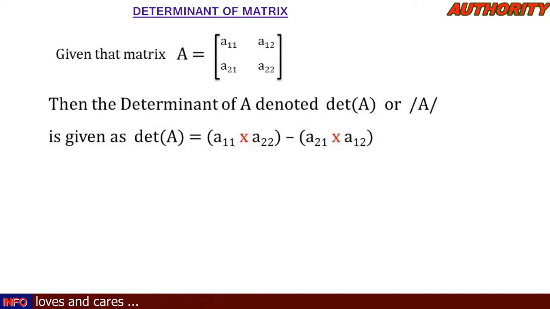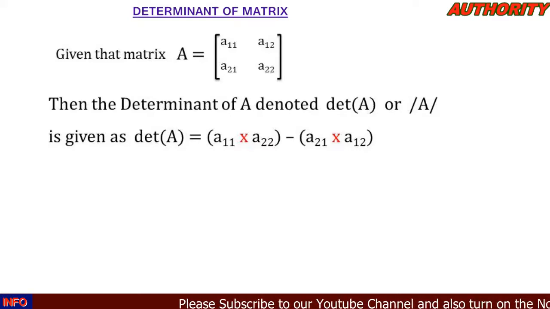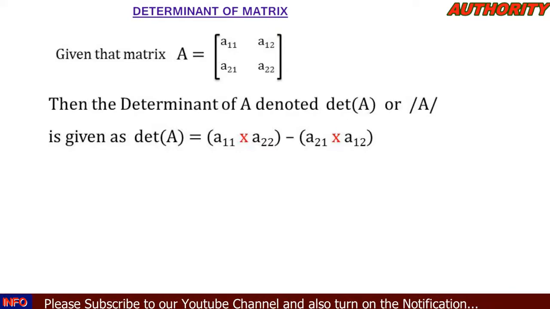Now we have the main diagonal and the other diagonal, right? So the elements in the main diagonal should be multiplied together minus the elements in the other diagonal. That is to say, A11 multiplied by A22 minus A21 multiplied by A12. A11 multiplied by A22 is the main diagonal, minus A21 multiplied by A12, that is the other diagonal. Okay? Now, let's go.